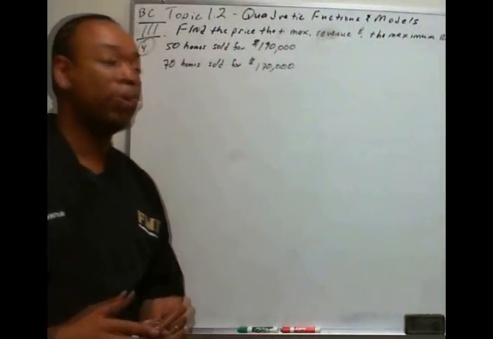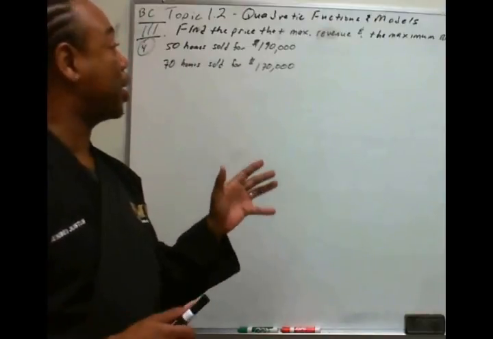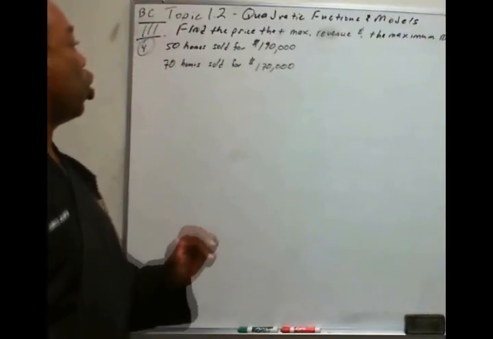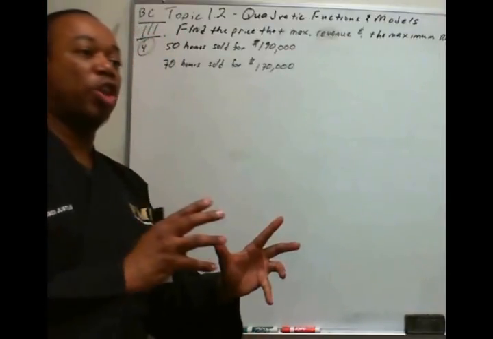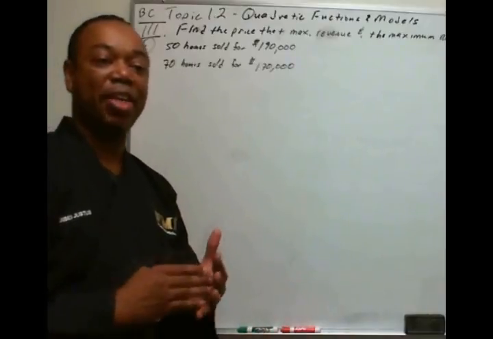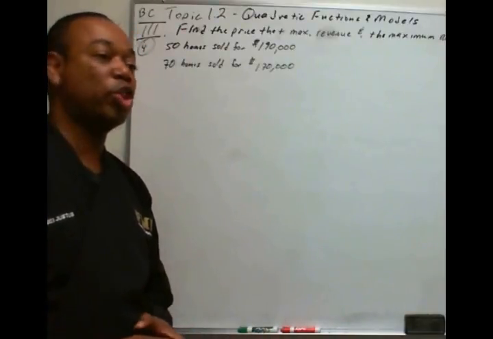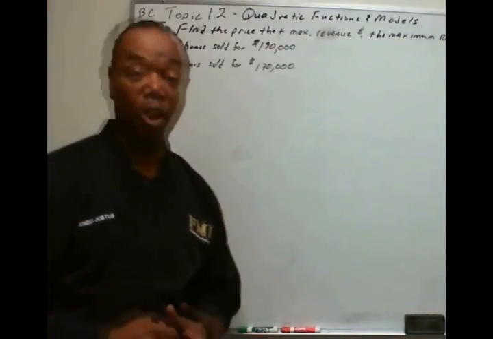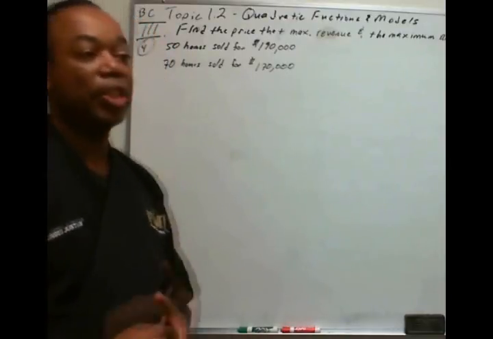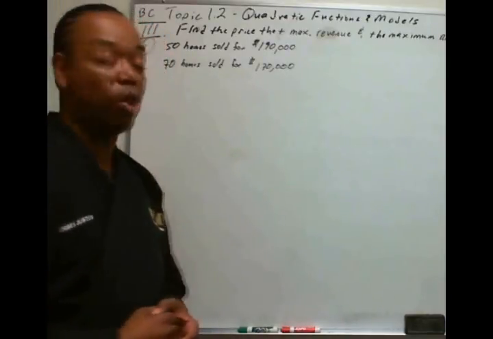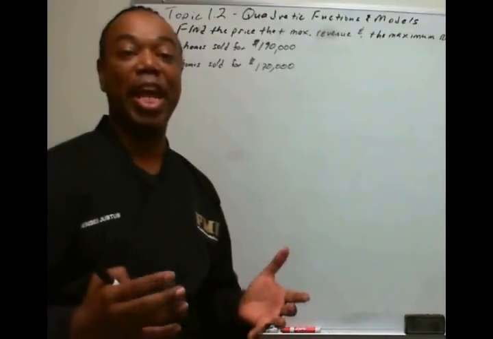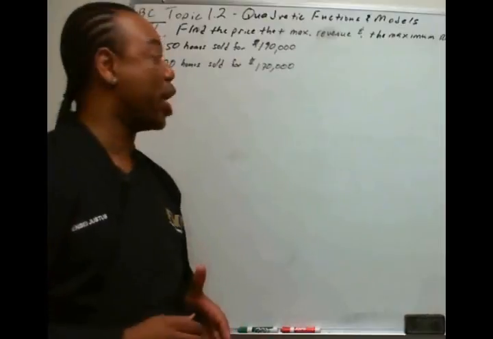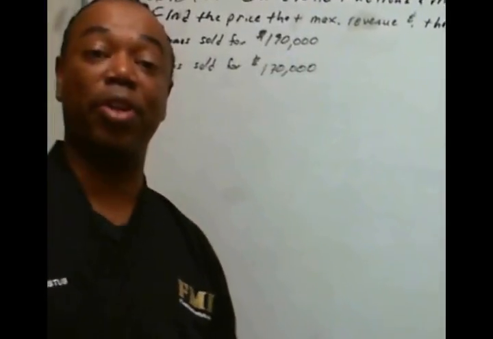We're still looking for the maximum price that will produce the maximum revenue. The next scenario is this. In this area, we're charging $190,000 to build houses. When we charged $190,000 per house, we were able to sell 50 homes. The second area that we went to, we decided to lower the price of the houses to $170,000. This time we were able to sell 70 homes in that area.